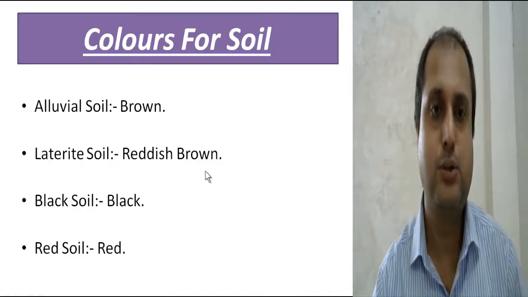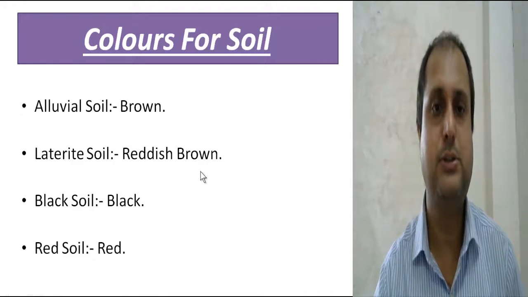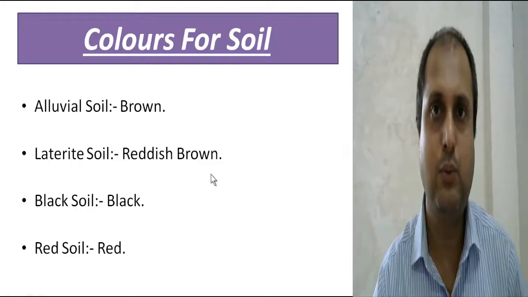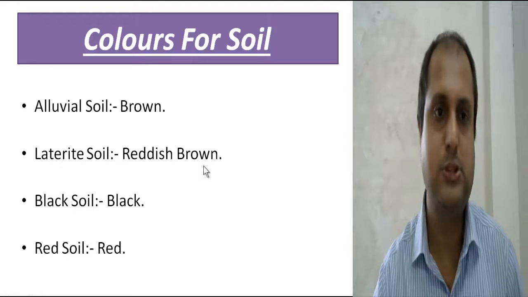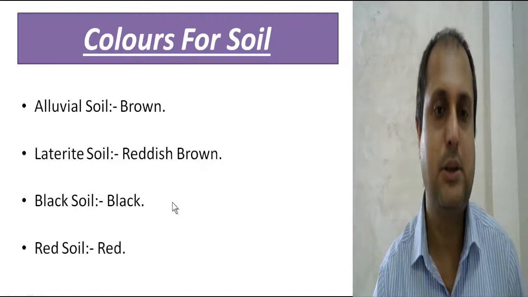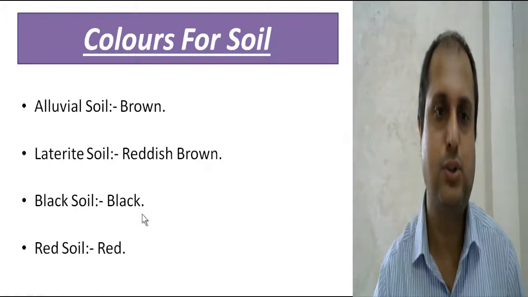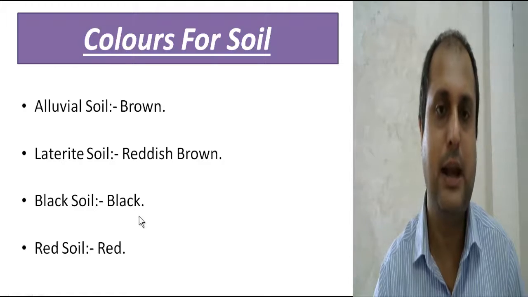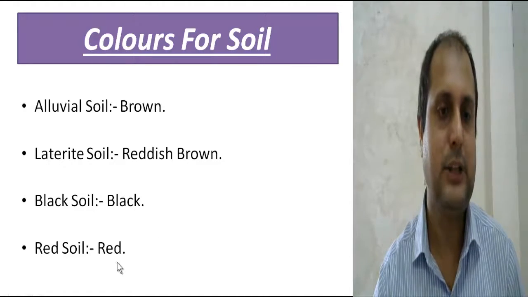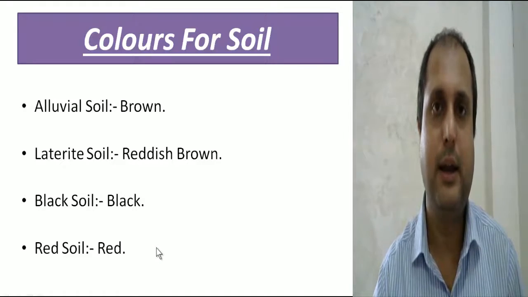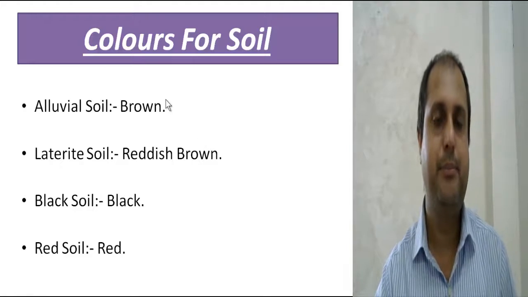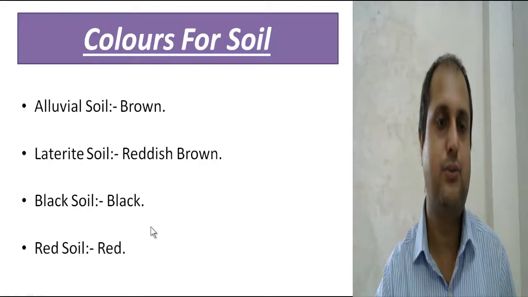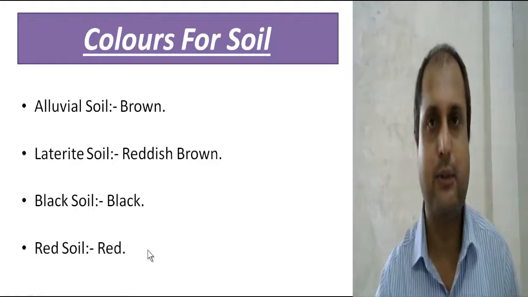The laterite soil should be used with a reddish brown. That means it should be a deep brown, and some amount of red color should also be mixed with that. And the third one is the black soil. It should always be highlighted with the black color. And the last one is the red soil. It should be highlighted with the light red. So these are the basic colors that have to be used for highlighting the different types of soils.